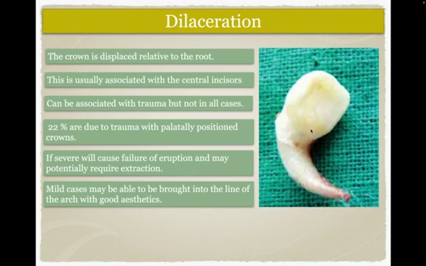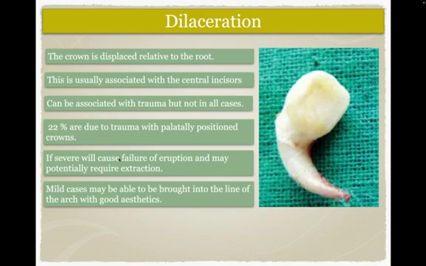Now, dilaceration is basically the difference between the angle of the crown and the root. Usually it's associated with the central incisor. That's the most common tooth to be affected. However, it can be associated with trauma, as we mentioned before when we have intrusion. However, this dilaceration can be seen without trauma, but most commonly it's associated with trauma. As we said, 22% of the cases are due to trauma with palatally positioned crown.